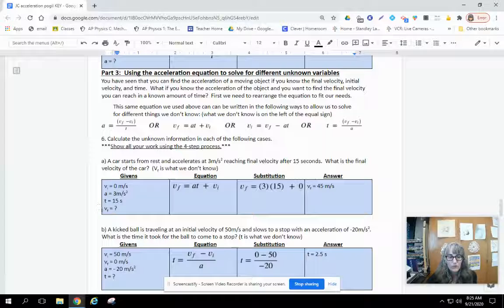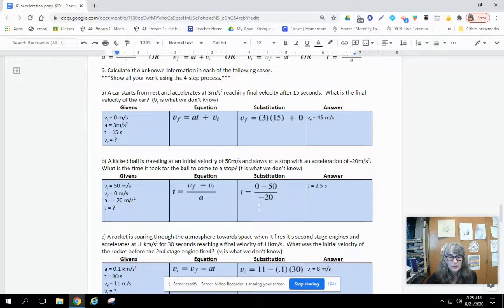I like writing the thing I don't know in the givens because that helps me identify which equation I need. I'm going to pick the one that solves for V final. So this one solves for A, this one solves for V initial, this one solves for T, and this one solves for V final. So I'm going to pick this equation because it's already solved for the thing that I want to know. Then I can plug in my values. My A is 3, my T is 15, and then I'm going to add 0 to that, so it's 45 meters per second.